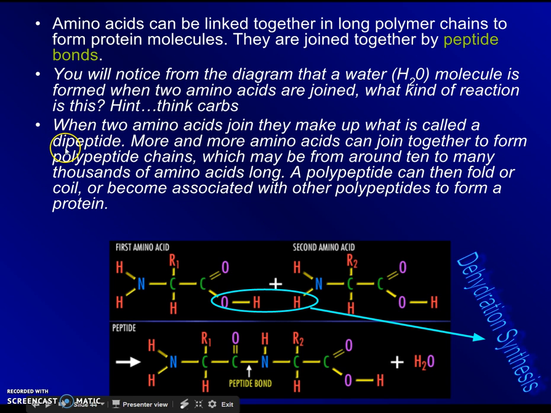So di also means two: mono, di, tri, 1, 2, 3. So a dipeptide is made of two amino acids. More and more amino acids can join together to form polypeptide chains, which may be from around 10 to many thousands of amino acids. A polypeptide can then fold or coil or become associated with other polypeptides to form a protein. So let's continue. The reaction that bonds two amino acids together is called dehydration synthesis. Water gets released, and this is called a peptide bond.